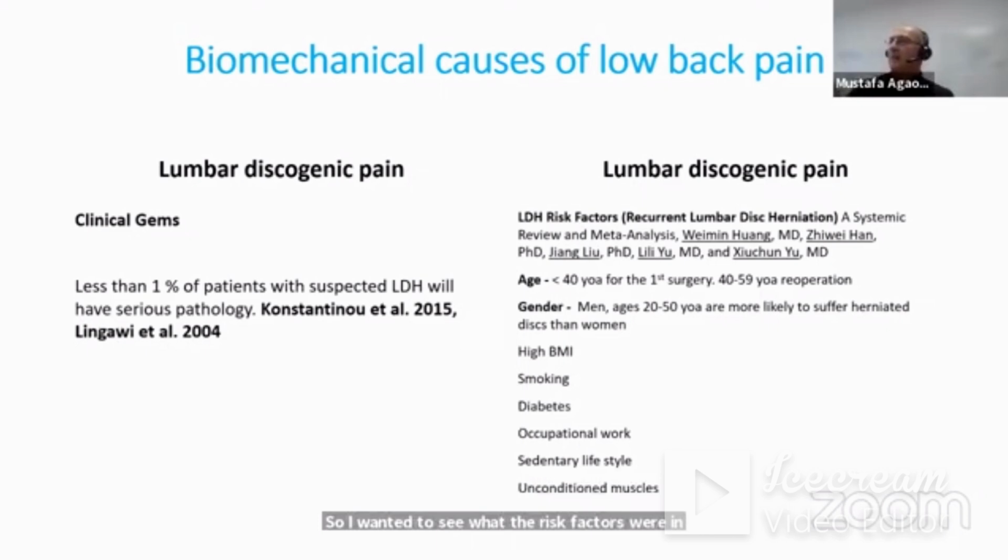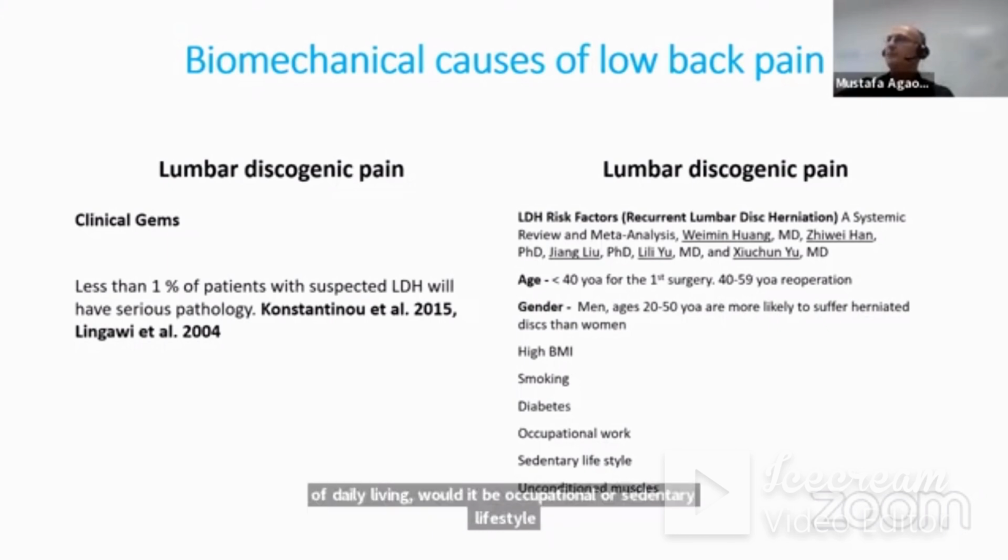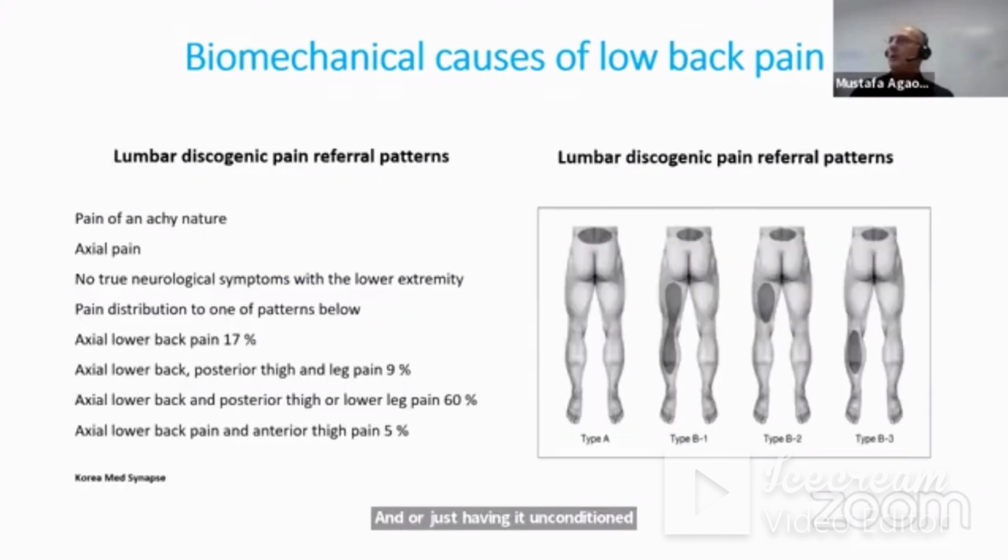Well, if a person has spinal disc surgery younger than 4 years of age, they are more inclined to have a reoperation in their 4th and 5th decades of life. Again, gender, men are more prevalent. Again, having high BMI, smoking, diabetes, activities of daily living, whether occupational or a sedentary lifestyle, and or just having an unconditioned body, or a body that has lost its conditioning.